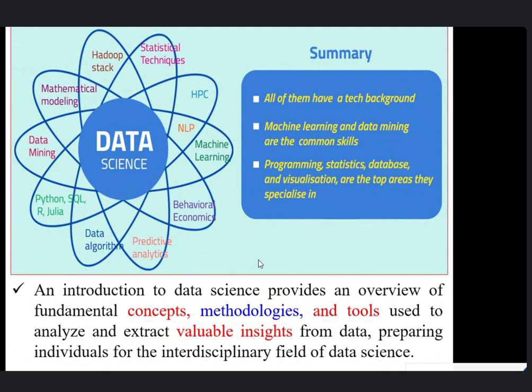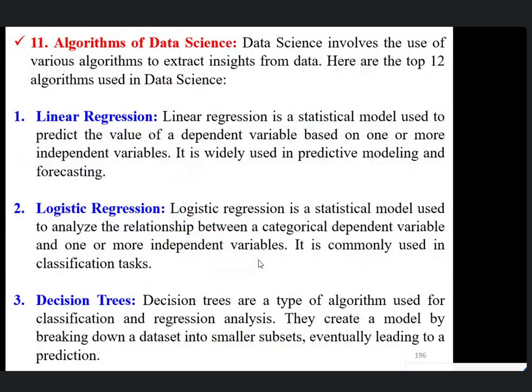That's why data science provides an overview of fundamental concepts, methodologies, tools, and techniques to analyze and extract valuable insight from data, preparing individuals for the interdisciplinary fields of data science, etc. All of them have a tech background, and machine learning, deep learning, and data mining are the common skills. Programming, statistics, database, and visualization are the top areas they specialized in. Then these are the top 10 algorithms.